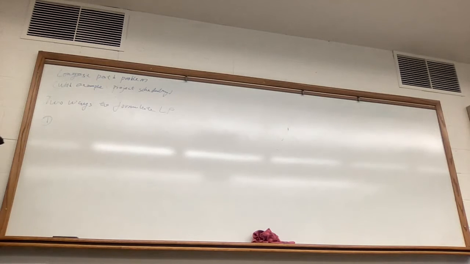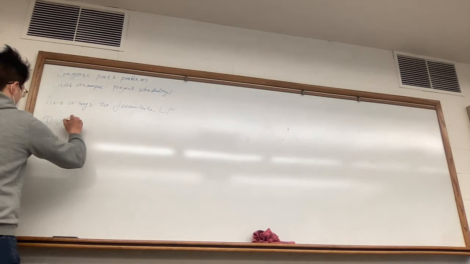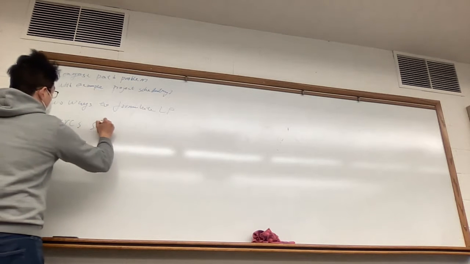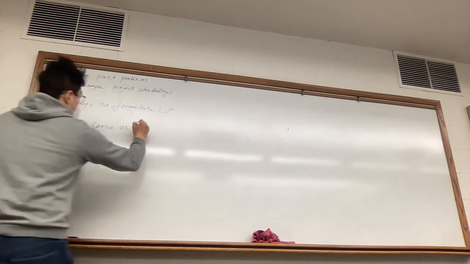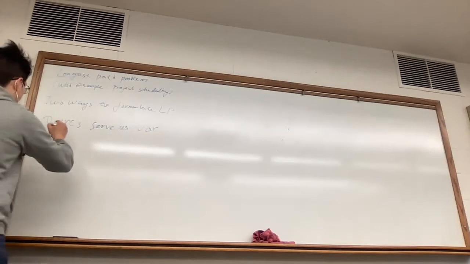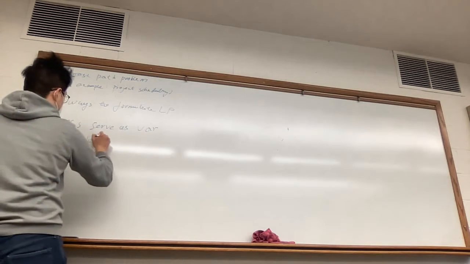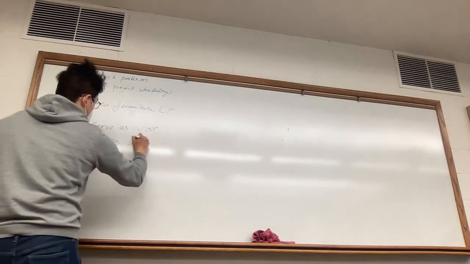so we know that for a network, what are the components? The components are the nodes and the arcs. So these two ways to formulate an LP also focus on the arc and the node. The first way is that we want arc to serve as variables. I will just write VAR, it means variable. And we want the nodes to be constraints.